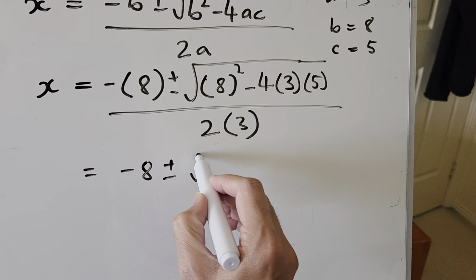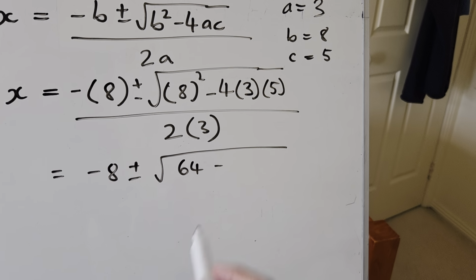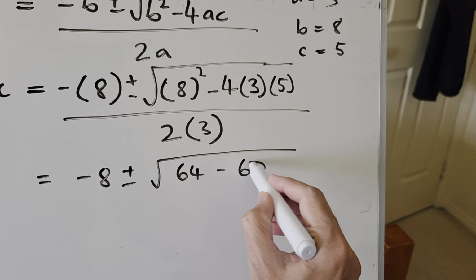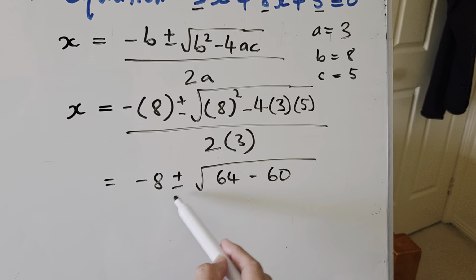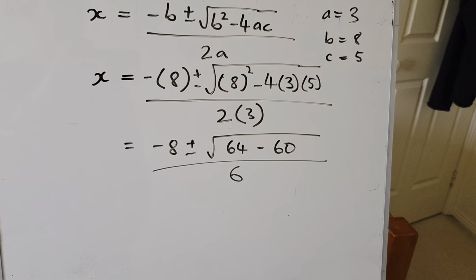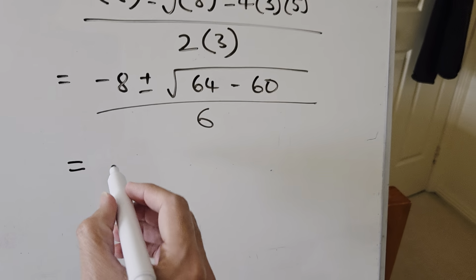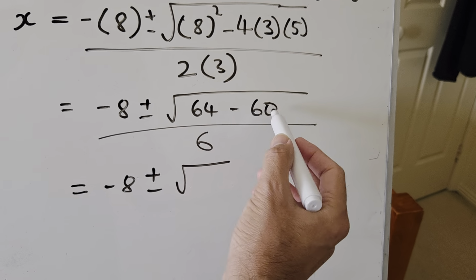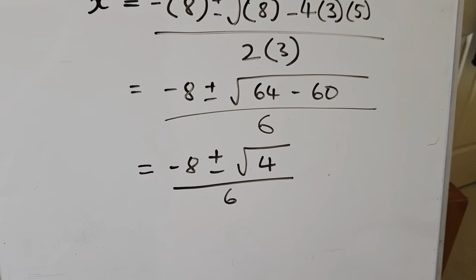plus or minus square root of 8 squared is 64, and then minus 4 times 3 is 12, and then 5 times 12 will be equal to 60. So 4, 3 and 5 multiply to give you 60, and that minus sign comes over here. The whole thing divided by 2 times 3, which is equal to 6. So that is going to be equal to negative 8 plus or minus square root of 64 take away 60, which is 4, and that whole thing divided by 6.